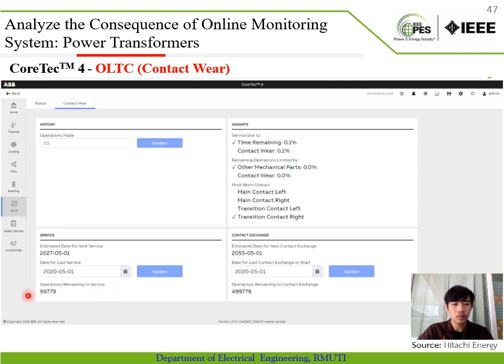And the number of operations is based on the drawing design of the on-road passenger, or from the manufacturer. And this display value makes it easy for the operator to plan to maintain the on-road passenger for the power transformer, to energize power continuously for load.